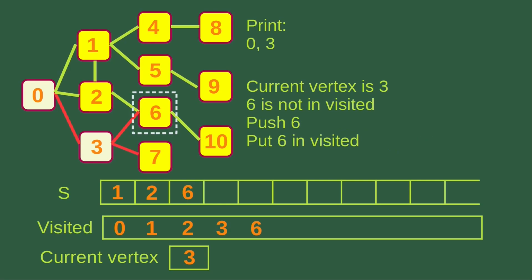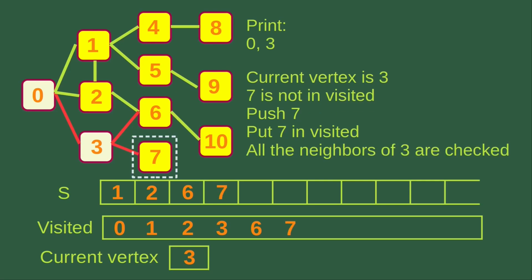Now let's go to vertex 6. Vertex 6 is not in the visited set yet. That's why I need to push it into the stack, and I also need to put number 6 into the visited set. The next node to consider is number 7. Number 7 is not in the visited set yet. That's why I need to put it into the visited set, and I also need to push it into the stack. And after that, all the neighbors of 3 are already checked.